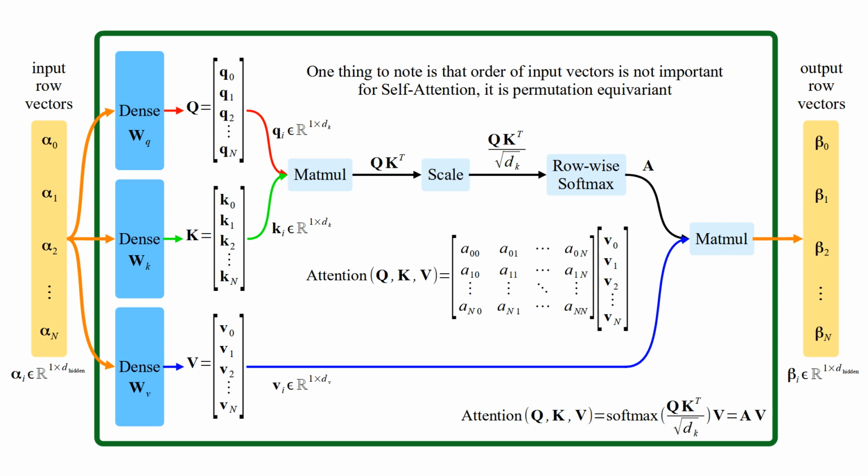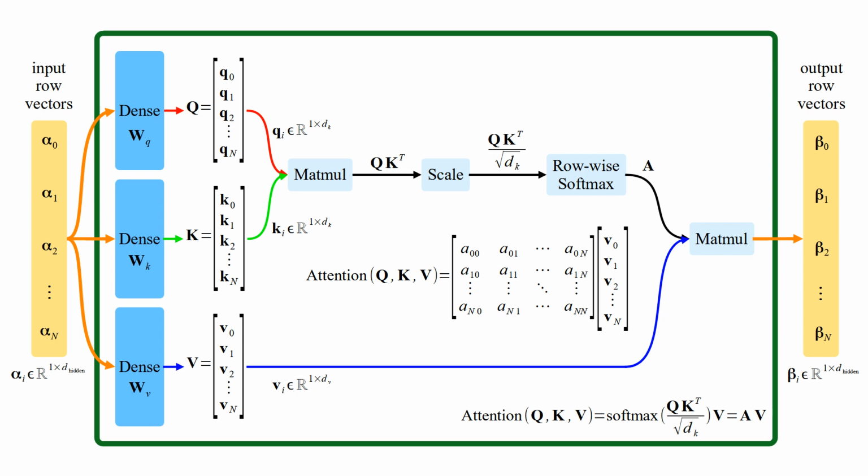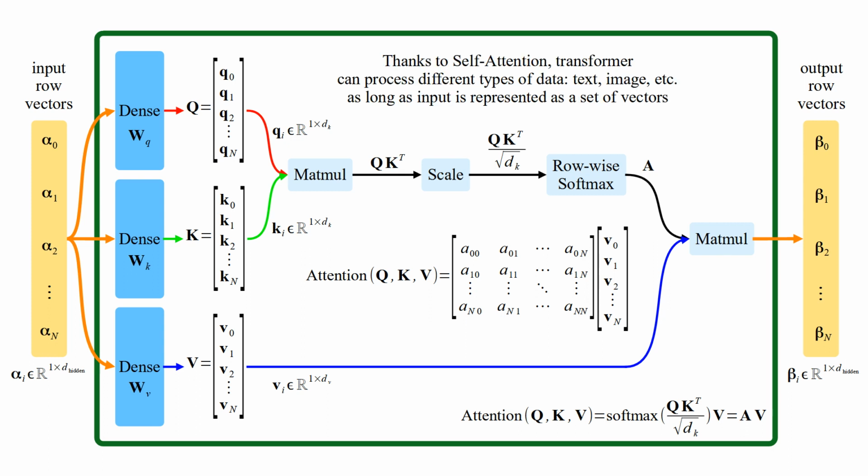One thing to note is that order of input vectors is not important for self-attention, it is permutation equivariant. If order of input vectors changes, order of output vectors changes the same way. That's why positional embeddings are added while preparing input embeddings for transformer. Self-attention is the core of transformer. Thanks to self-attention, transformer can process different types of data, text, image, etc., as long as input is represented as a set of vectors.